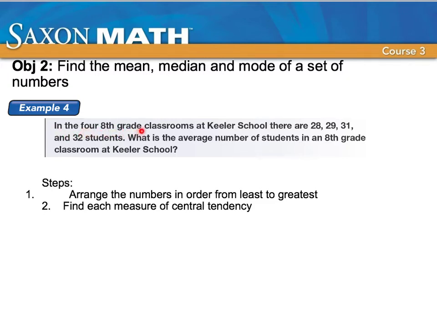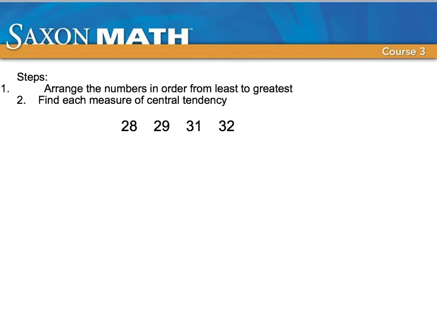In the 4 8th grade classrooms at Keeler School, there are 28, 29, 31, and 32 students. This says what is the average number of students in an 8th grade classroom at Keeler School. Instead of just finding the average, the mean, I also want you to find the median and the mode. So find the mean, the median, and the mode of the set of data. To solve this, we're going to go to the next slide. So here's our numbers again for the size of the classrooms.